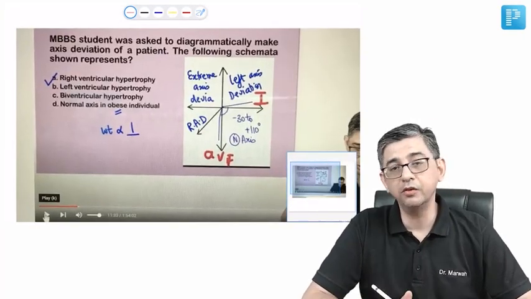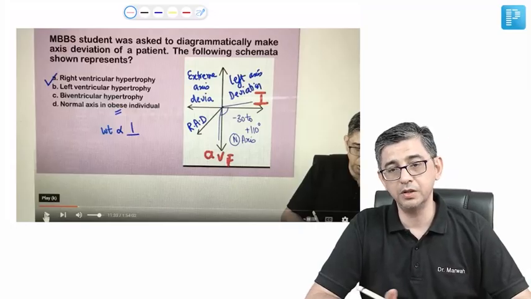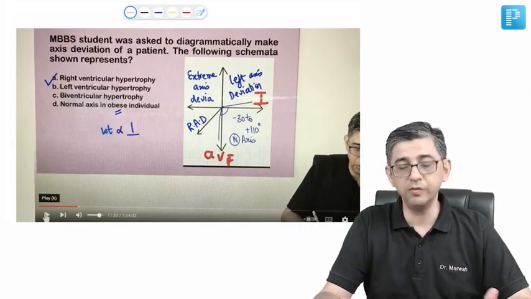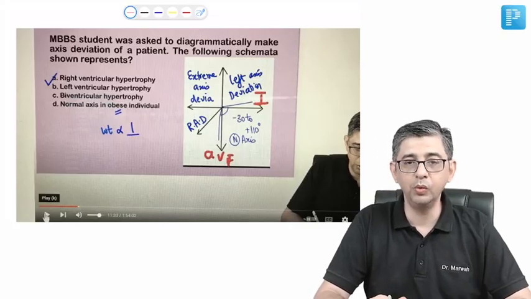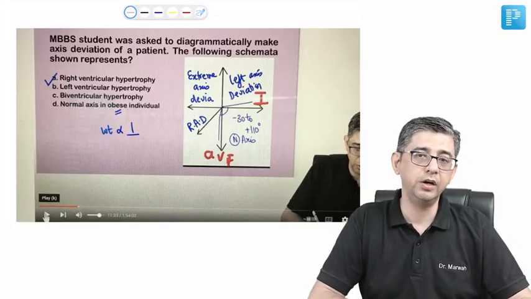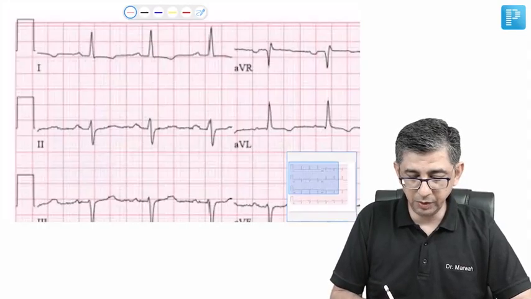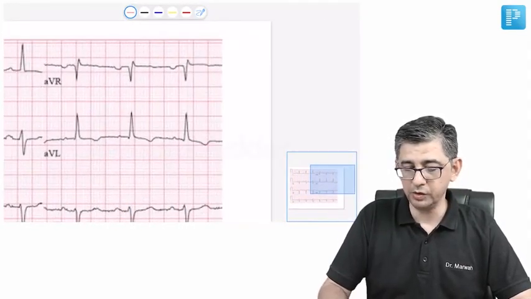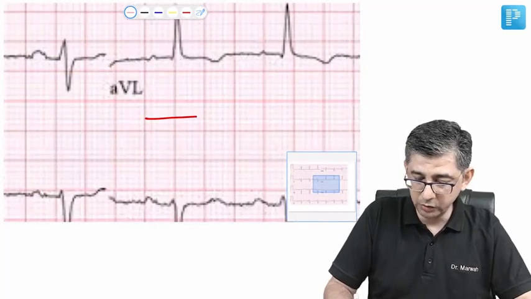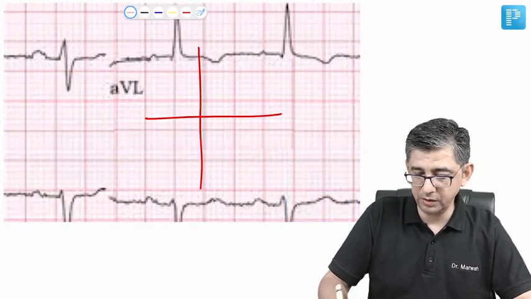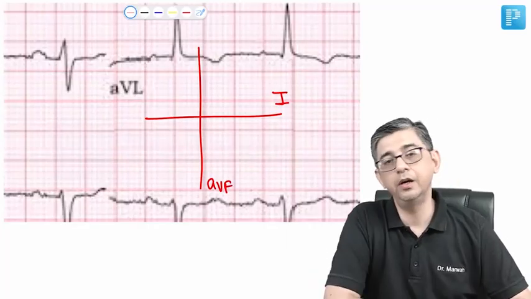Another question that I was discussing before: you were asked to calculate the axis of the patient. He gave a graph like this, and then he said calculate the axis. So before we come to why it is left ventricular or right ventricular enlargement, let's just focus on the baseline information that you should be aware of with respect to calculation of the axis. In a normal individual, you can draw a curve like this. On the x-axis would be lead 1. On the y-axis would be lead number aVF.